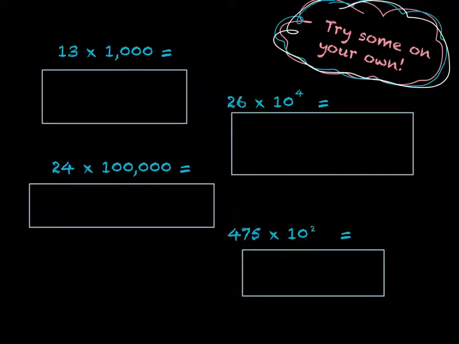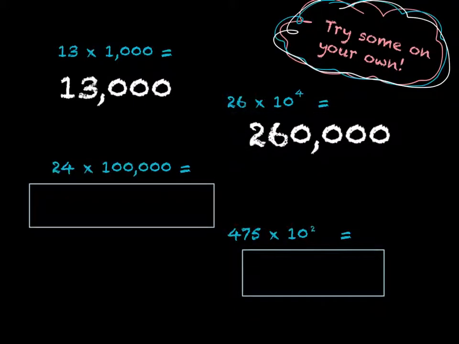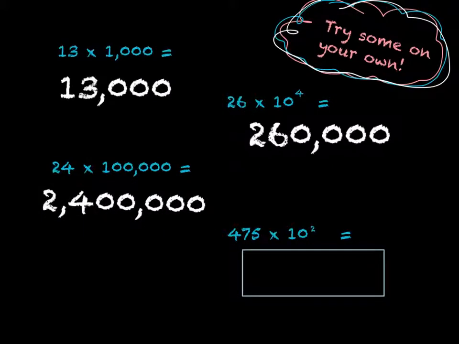Alright, let's see how you did. Let's start with the first problem, 13 times 1,000. Hopefully you got our answer of 13,000. Yay! Our next problem, we have 26 times 10 to the fourth power. Hopefully you got our answer of 260,000. And our next problem, we have 24 times 100,000. Hopefully you got our answer of 2,400,000.